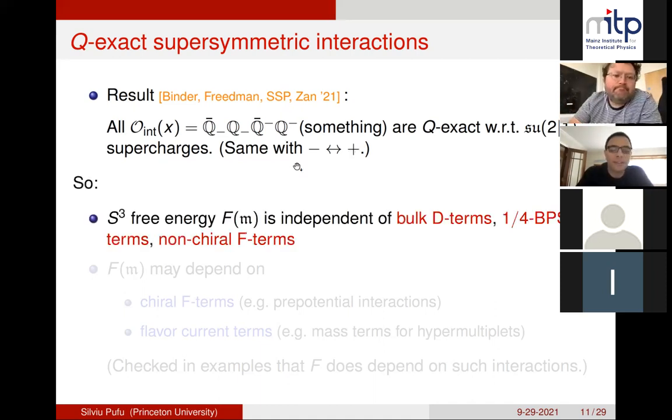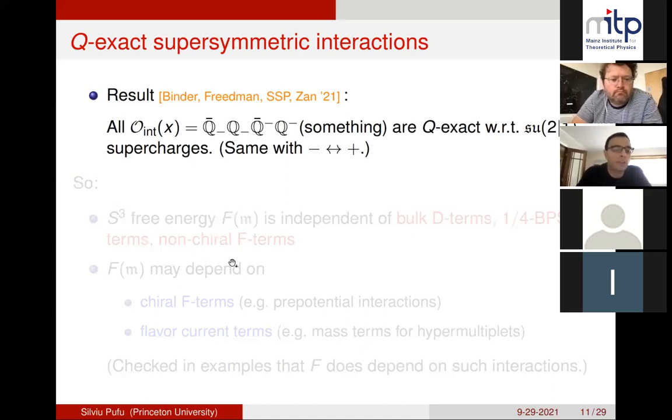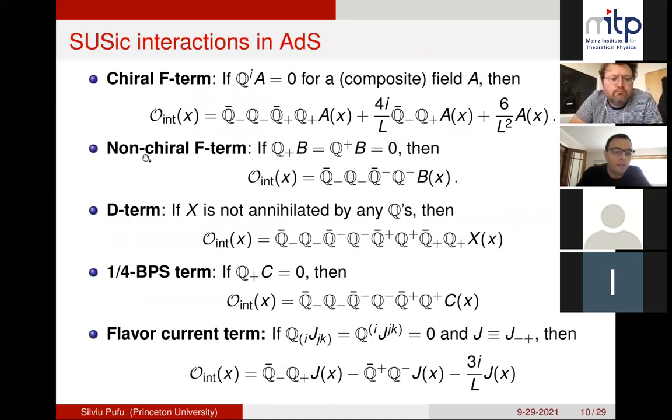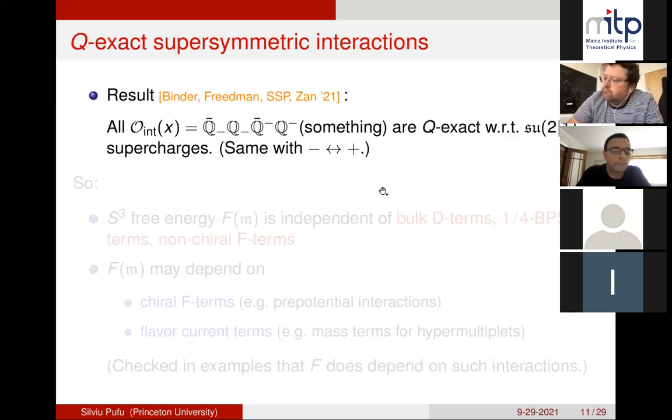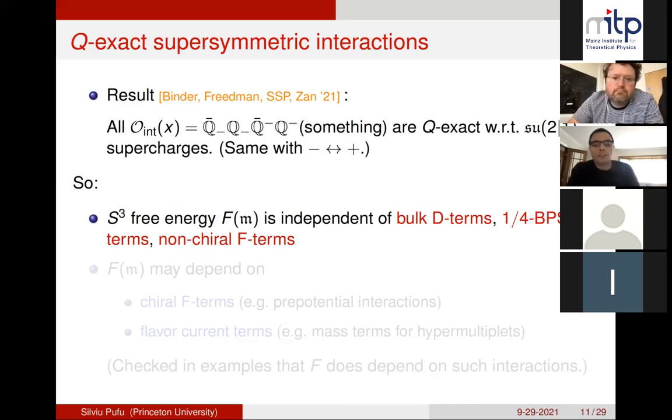This means that, combining what I said before, the sphere free energy, F of M, is independent of all the interactions that look like 4 supercharges of R charge minus 1 acting on something. So in particular, it's independent of both D terms, quarter BPS terms, and non-chiral F terms, because these 3 in the middle all look like supercharges of negative R charge acting on something. This is the very large class of bulk interactions that the sphere free energy of the boundary theory does not depend on.